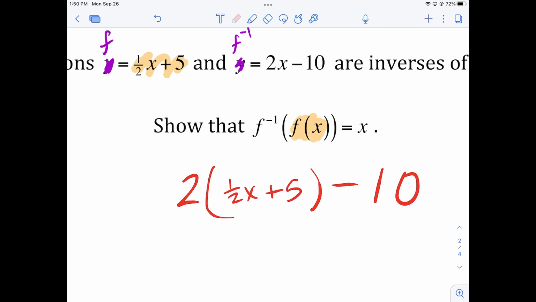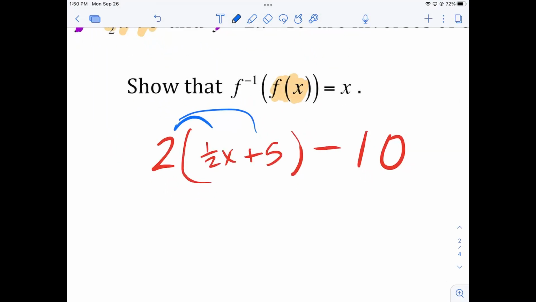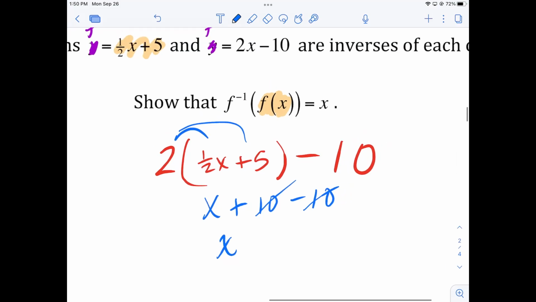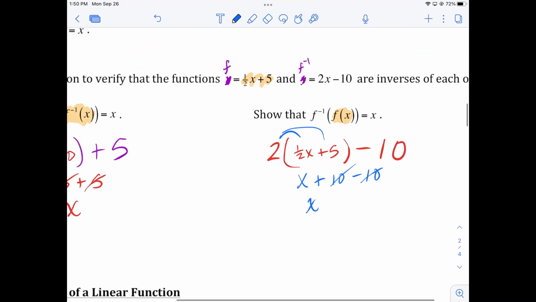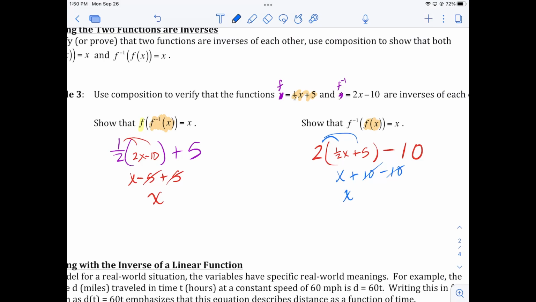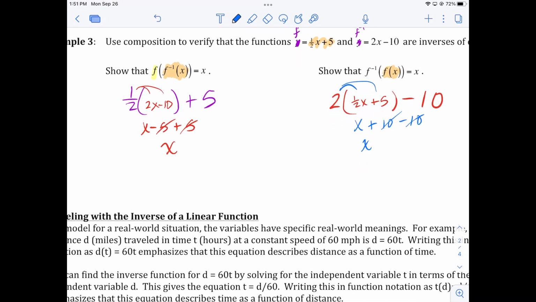And now once again, all we have to do is distribute, right? 2 times 1/2 is 1, so we get x plus 5 times 2 is 10 minus 10. And lo and behold, once again, the 10's cancel. And we're left with x. Once again, we see that the math reveals to us that it's x in both cases. And therefore, since f of f inverse and f inverse of f are the same and they're x, what do we know about those two functions? They're inverses.